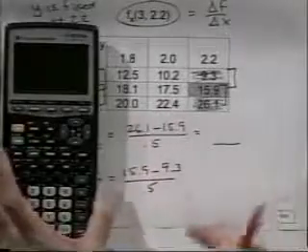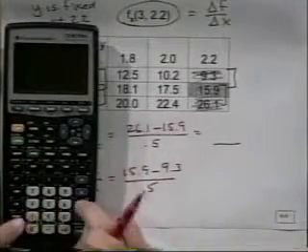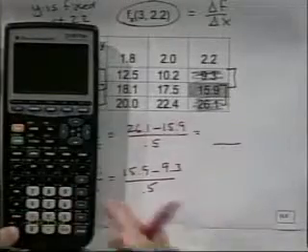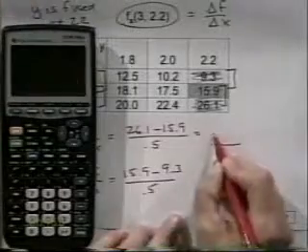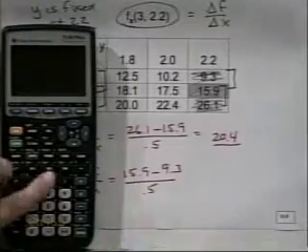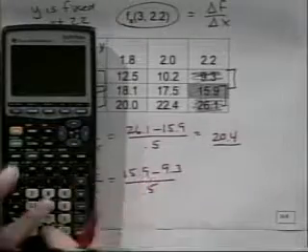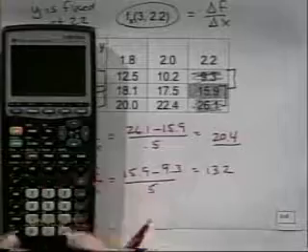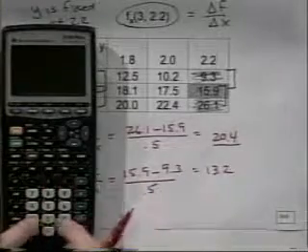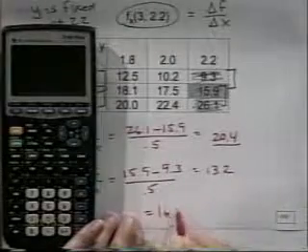And taking out my trusty calculator, let's see, I'm going to go 26.1 minus 15.9, close parentheses, divided by 0.5, 20.4. And the other one's going to be 15.9 minus 9.3 divided by 0.5 gives me 13.2. And if I want to take the average of those two, I end up with 16.8.